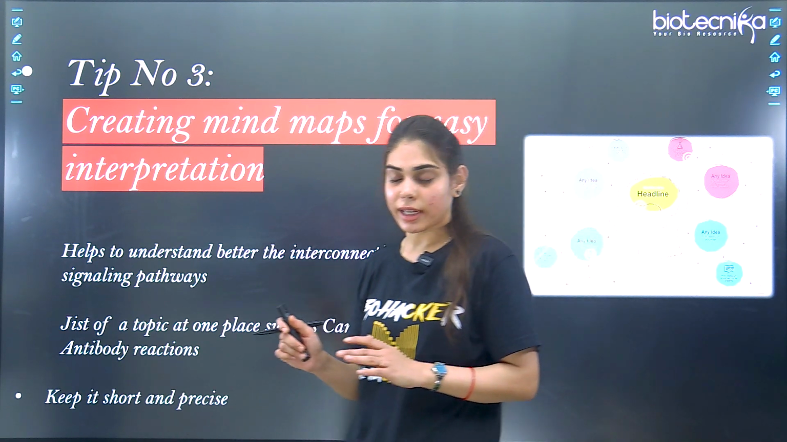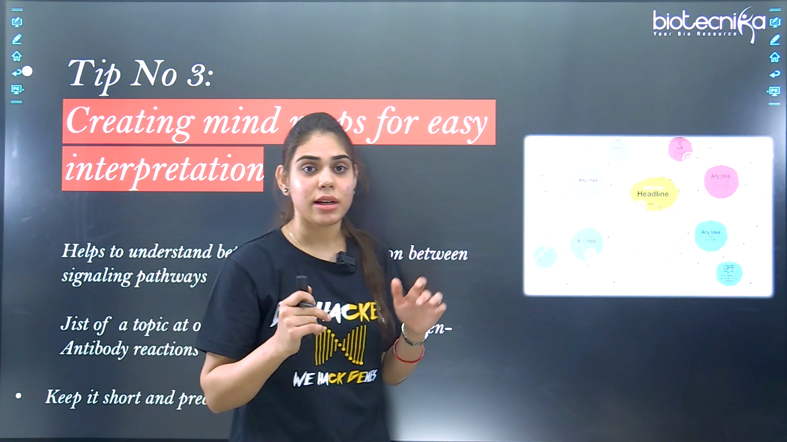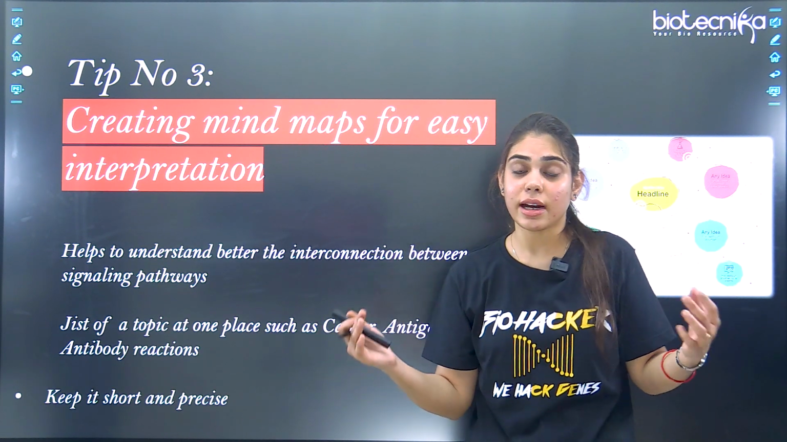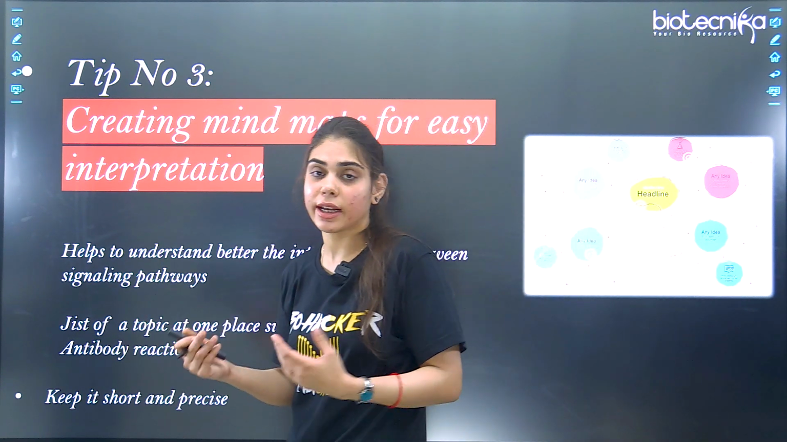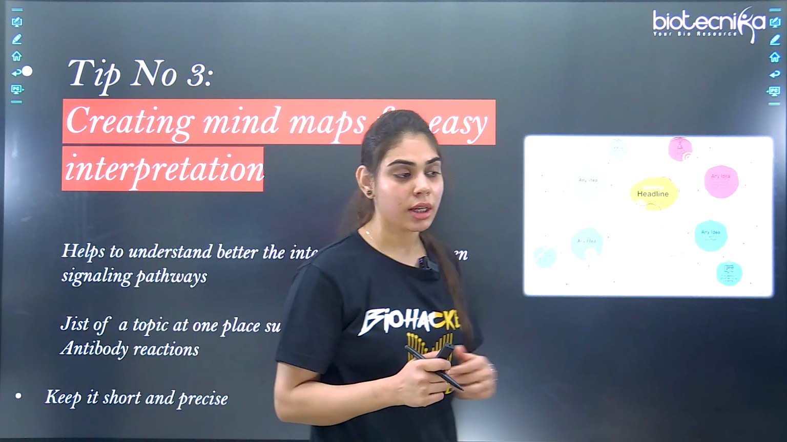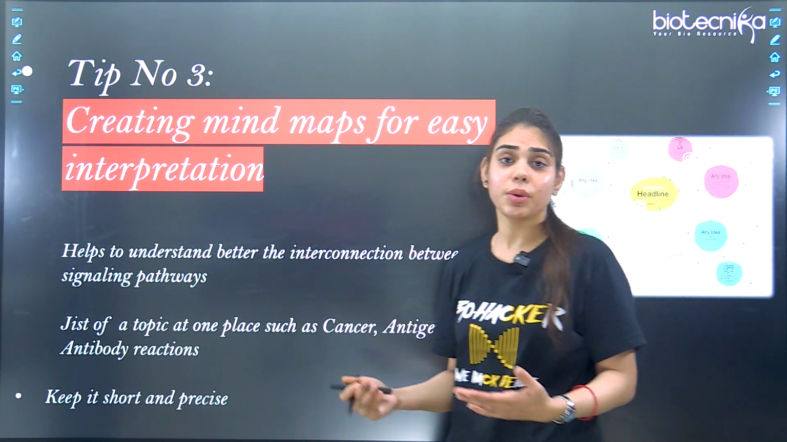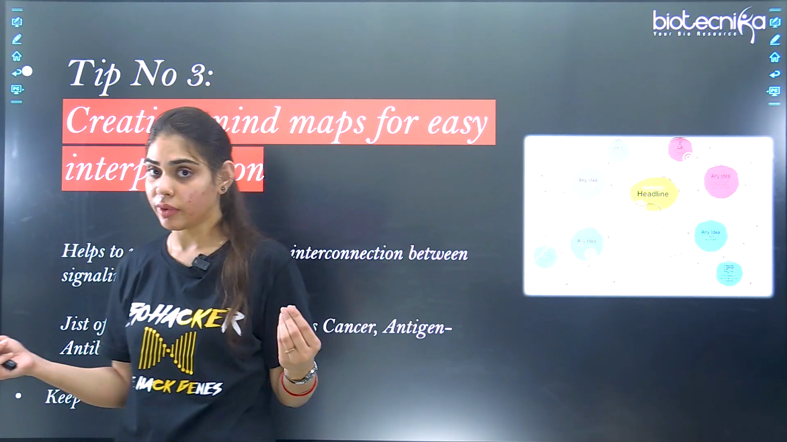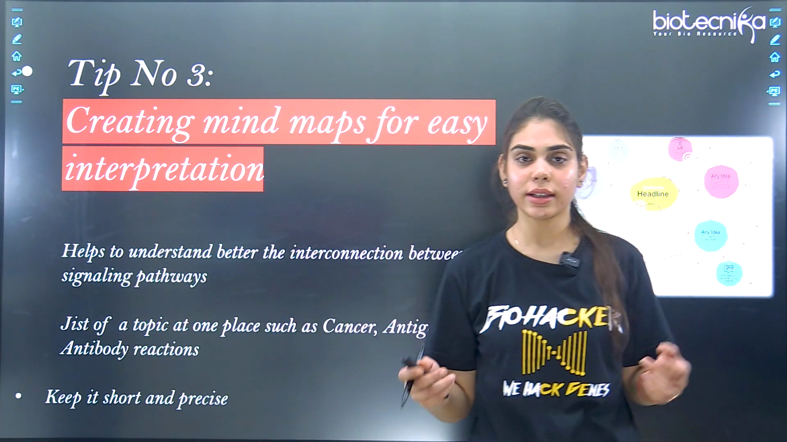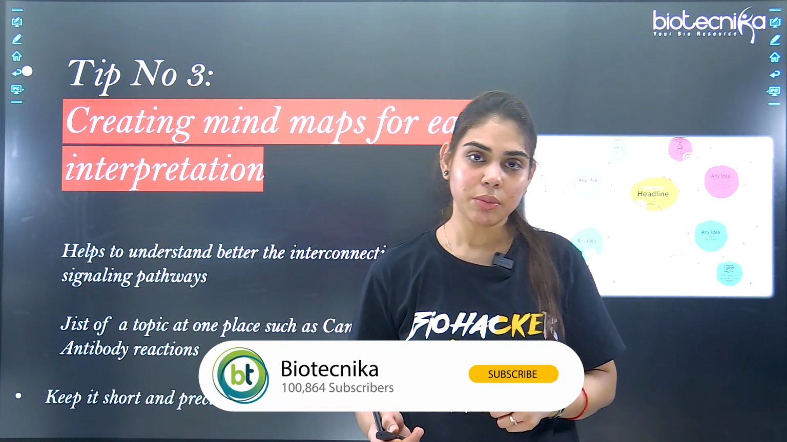You can also do it for cancer. Like for cancer, you can write the topic name in the middle, and the features of a cancer cell, how many genes are causing this cancer, and what are the pathways that are regulated at the time of cancer, say how cell cycle checkpoints are regulated. You can also do it for antigen antibody interactions. There are many antigen antibody reactions like precipitation, what is agglutination, what causes the clumping of RBCs, what is Ouchterlony radial diffusion, what is immunodiffusion. So you can prepare a mind map for all these topics. I will say keep it short and precise.